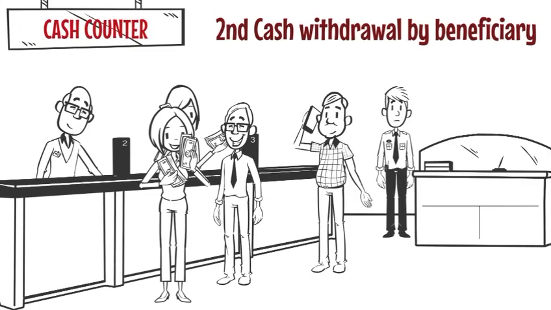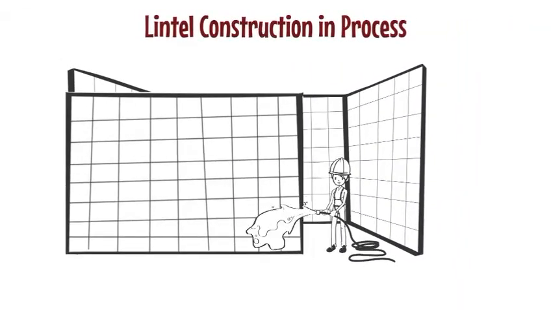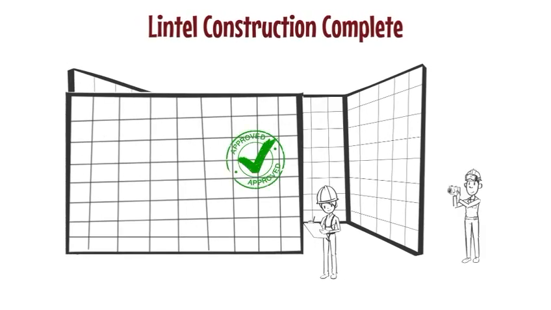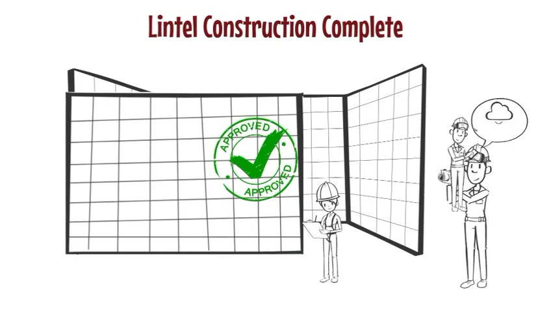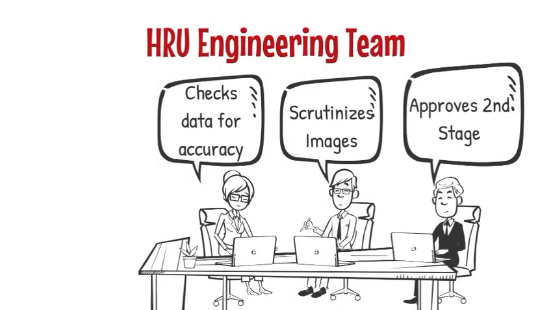The beneficiary will again go to the bank for the second withdrawal. Then she will start the construction till lintel level. Once complete, the firm will again verify and upload the progress. The HRU engineering team will then check the data on desk for completion, scrutinize images, and approve or reject the data. If rejected, the system will intimate the IP regional head and they will have to recollect the data.